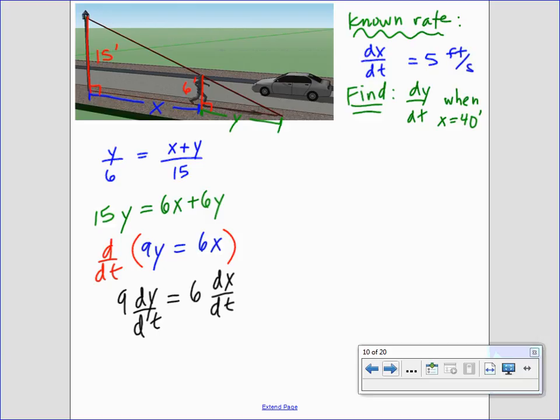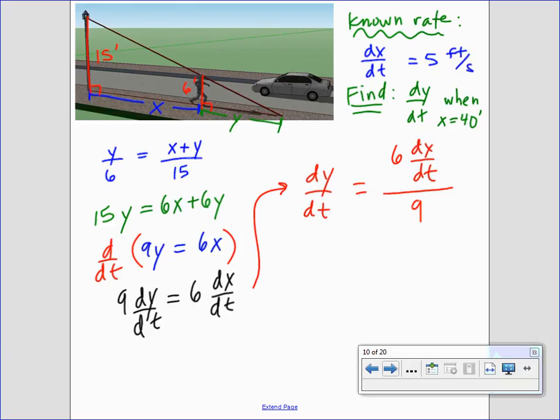Okay. All right. And now we need, what are you trying to find? dy/dt? So dy/dt is right here. And that's given by 6 dx/dt all over 9. Is that what you guys are reading? So now we can plug in our known rate and figure out our unknown.